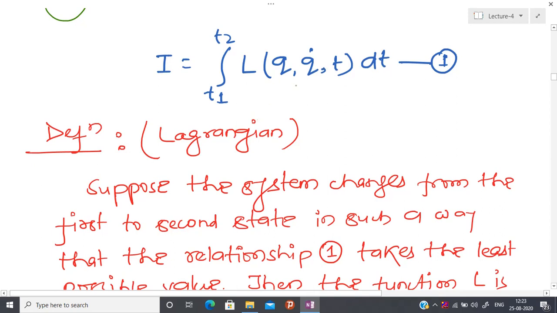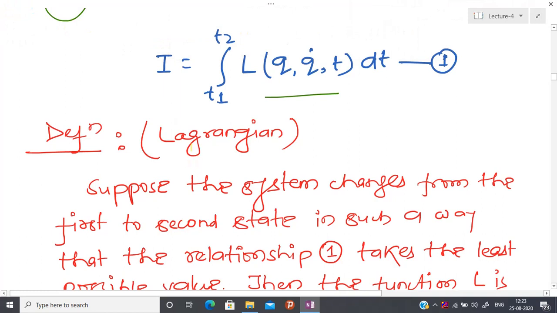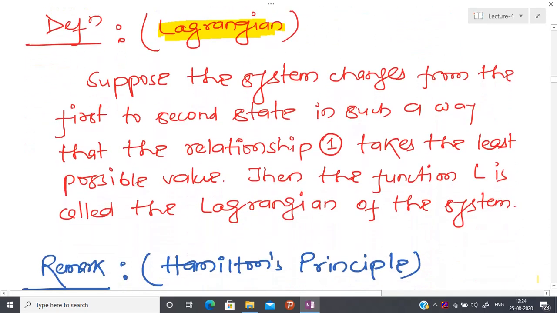And based on this particular relation, Lagrangian has been defined in the following way. So now I am going to define the meaning of the Lagrangian with the help of this relation first, and how we have derived this function by moving some particle from position q1 at t1 to q2 at t2. So after that, the Lagrangian is defined like this.